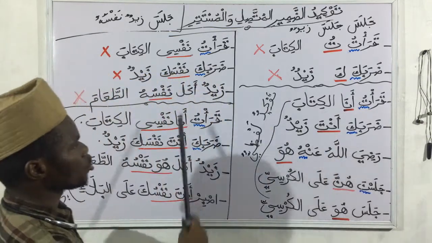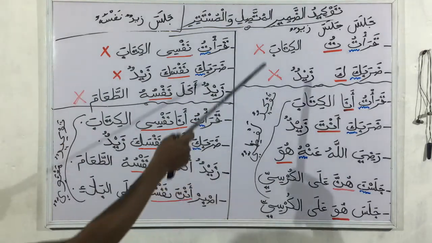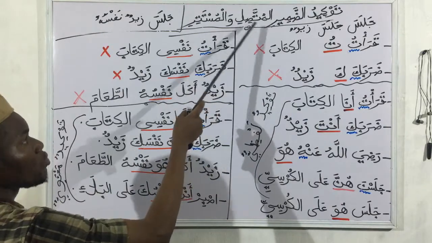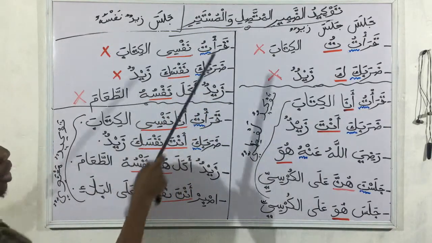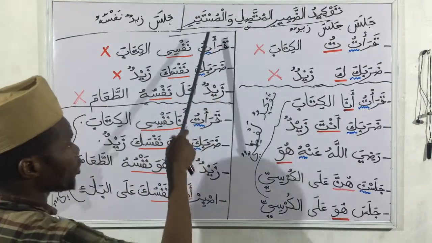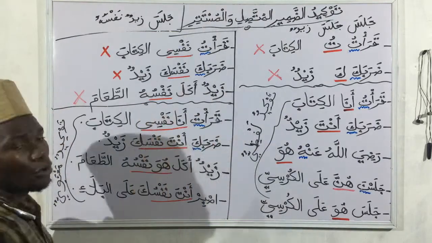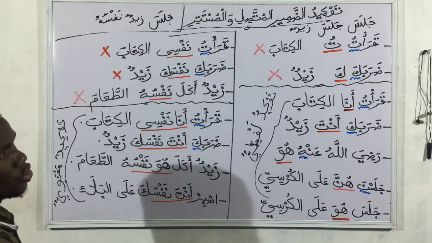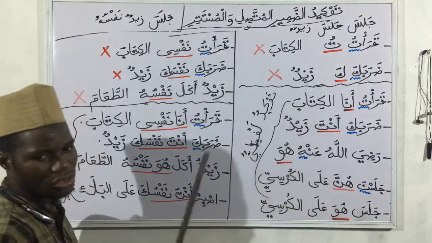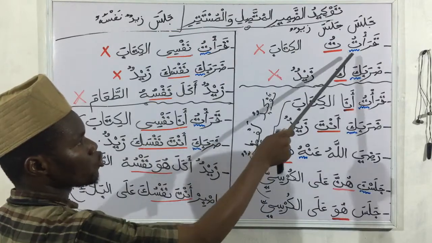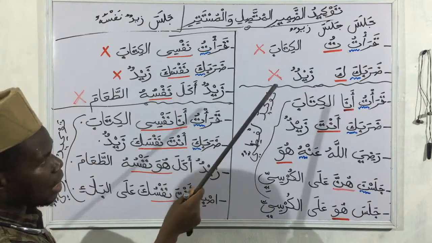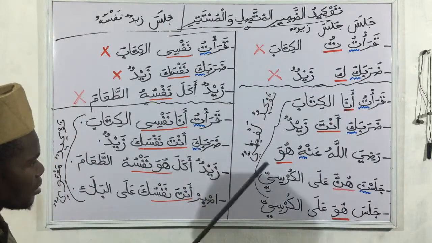Having said that, let's see what we have here. We want to do tawkid of damir al-muttasil, attached pronoun, and idiom pronouns. How do we do tawkid for them? See my board, you can see I have about three colors. The black are the kalimat, the sentences. Then we have the blue marker that is underlined on certain letters.